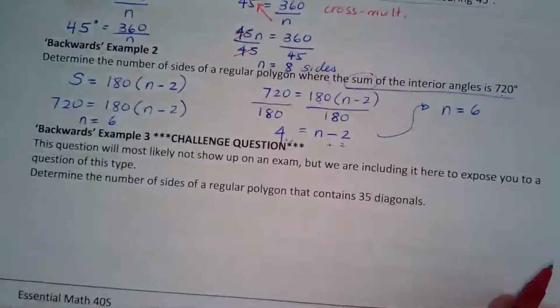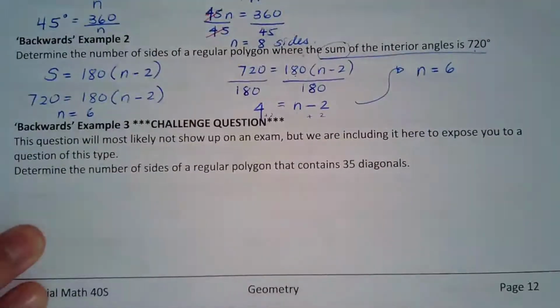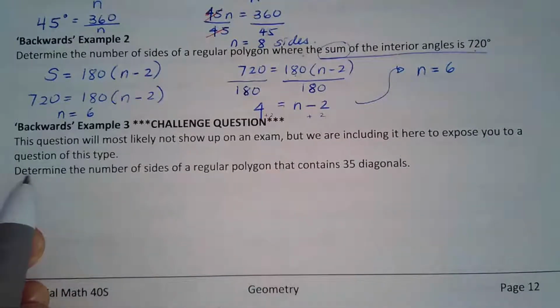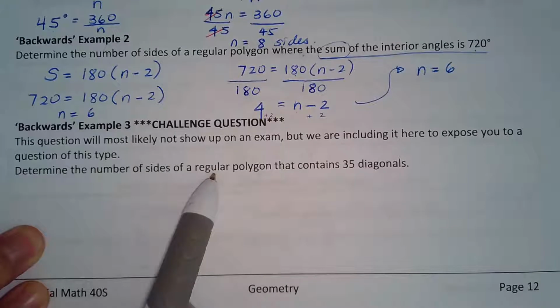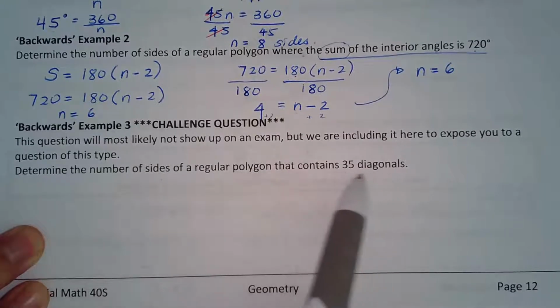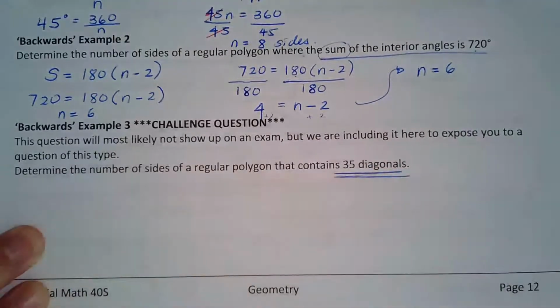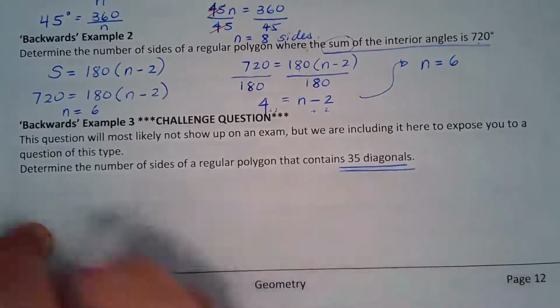Okay, last example as far as I know. This is another backwards question. What did they say? Determine the number of sides of a regular polygon that contains 35 diagonals. 35 diagonals, okay. 35 diagonals. Oh, yes. So what do we know about diagonals?